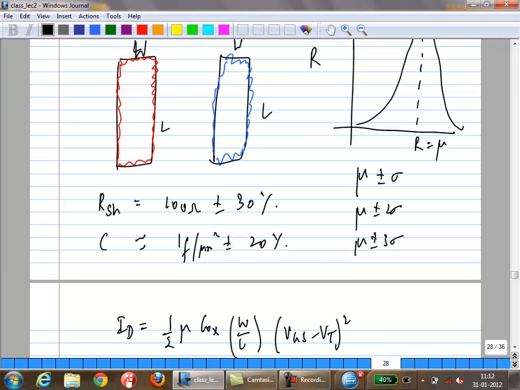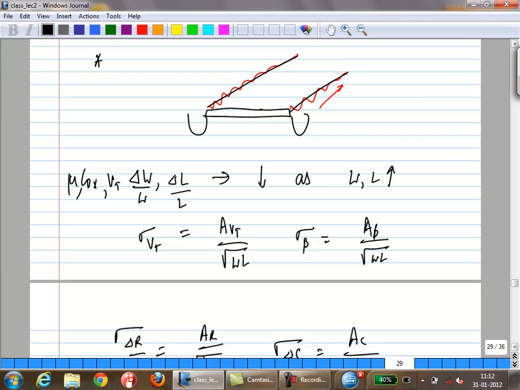So the mismatch itself has certain parameters; if you remember, we talked about A delta R by R, for example AVT, AR, AC, and so on. Those represent the random components, the random mismatch components.